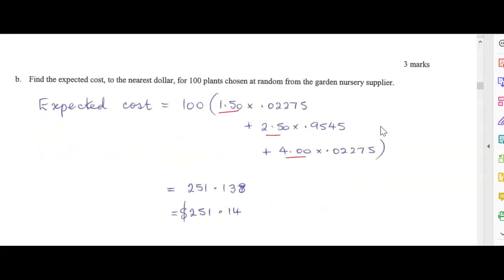Okay, so once you've got that cost, because we're looking at 100 plants, we're multiplying that by 100. So the expected cost would be $251.14. So just remember, when we're working with money, you do need to round to 2 decimal places. Now, I know when you pay cash, it is rounded to the nearest multiple of 5. But always assume with any financial questions or money questions, just pretend you're paying by debit card, and debit card doesn't round to the nearest 5.